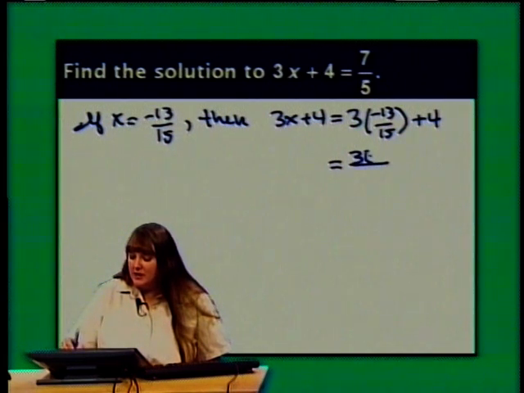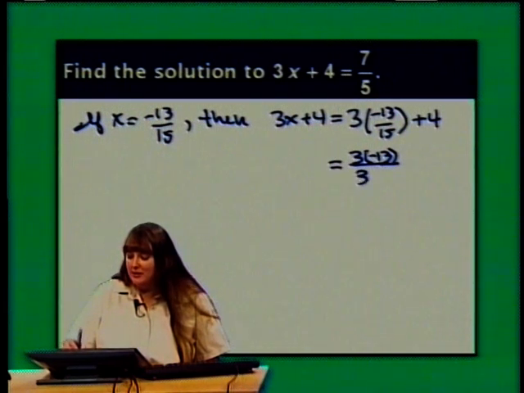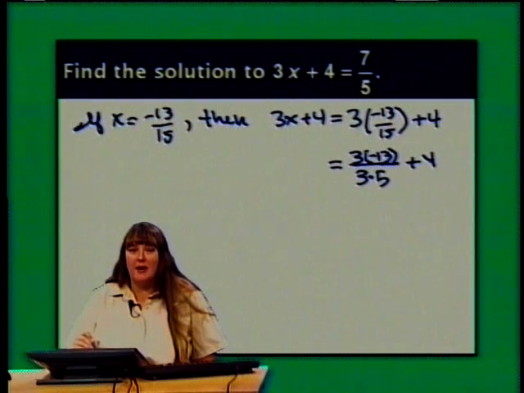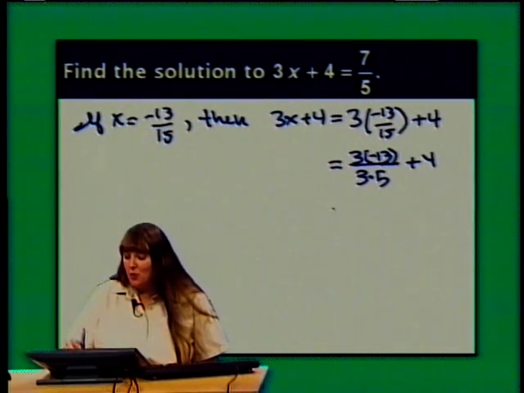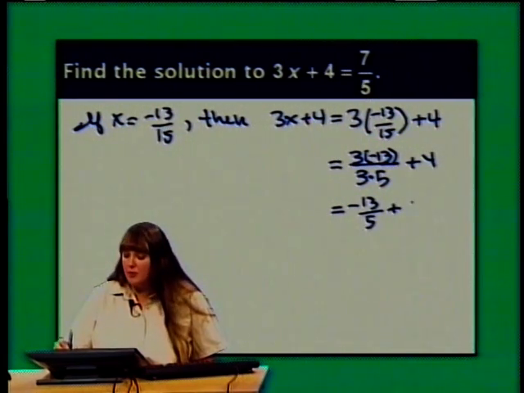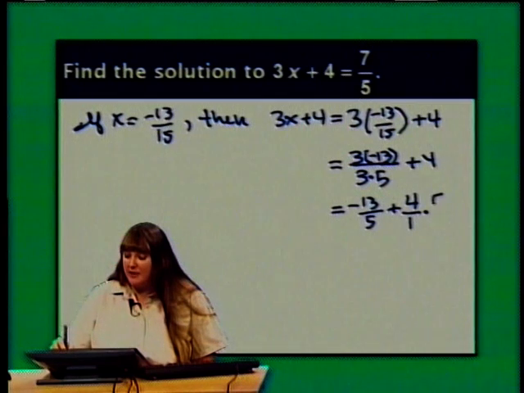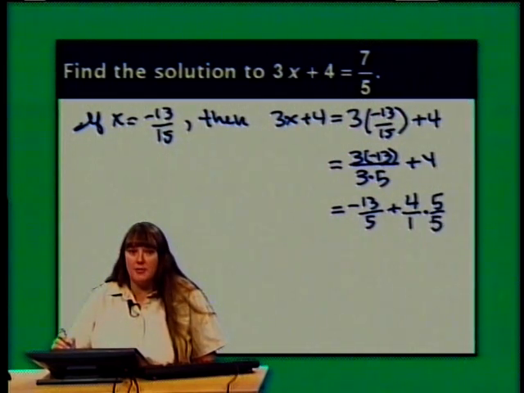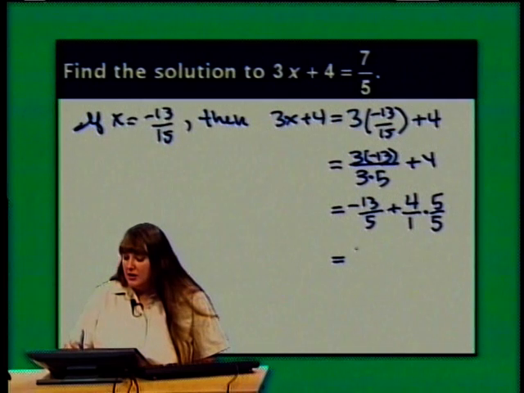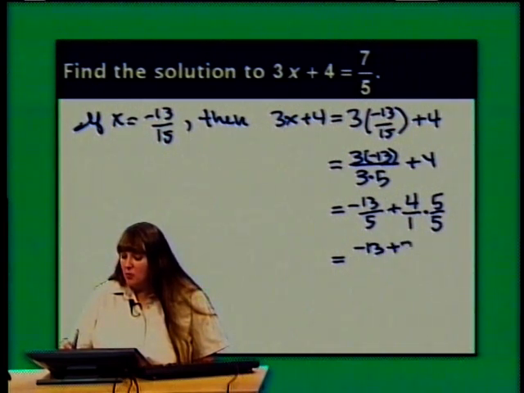So I have 3 times negative 13 in the numerator. I'm going to write 15 as 3 times 5. And I'm still adding 4. 3 divided by 3 is 1. So I have negative 13/5 plus 4. Thinking ahead that I'm going to be doing fractional arithmetic here, I'm going to write 4 as 4 over 1. And I'm going to multiply this by 5 over 5 to build a common denominator. So I have negative 13 plus 20 over a common denominator of 5.